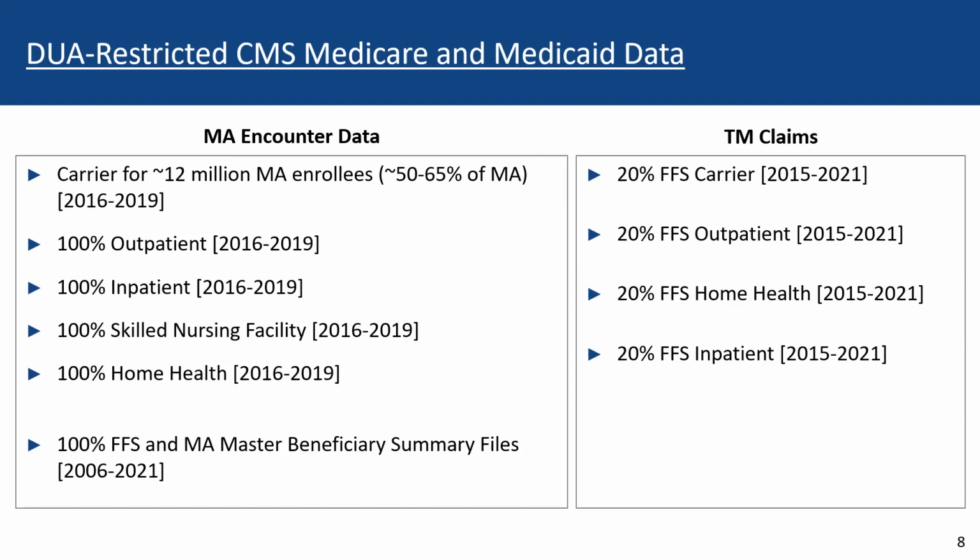And for Carrier, we are also getting a large sample of the professional services file. That covers about 12 million MA beneficiaries, which is about half or over half of the total Medicare Advantage enrollment, depending on the year. And to go with all the claims data, we have the enrollment file, the master beneficiary summary file, that contains basic demographic information and plan enrollment information for Medicare beneficiaries.